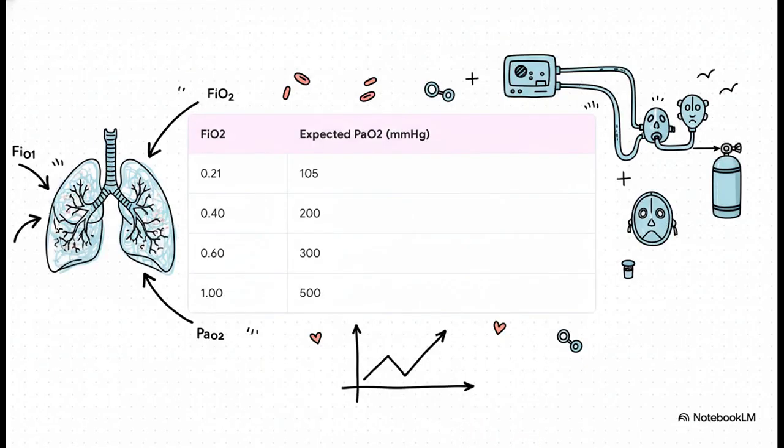This table is brilliant because it shows the expected response to supplemental oxygen in a healthy lung. There's a really helpful rule of thumb here. For every 0.1 increase in the FiO2, the PaO2 should increase by roughly 50 millimeters of mercury. So if you're giving 40% oxygen, you'd expect a PaO2 somewhere in the ballpark of 200. If your patient's PaO2 is significantly lower than that, it's a clear signal that there's an underlying issue with gas exchange, most likely a shunt or a significant VQ mismatch.